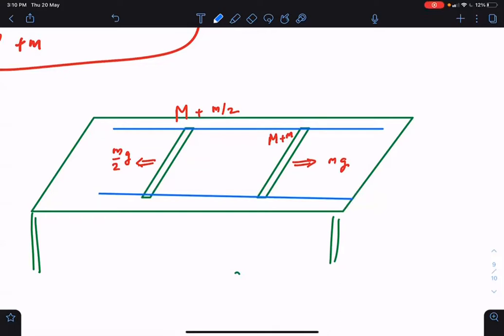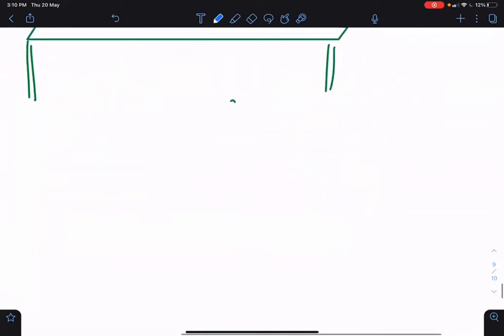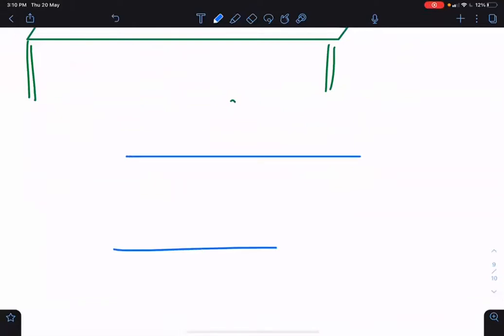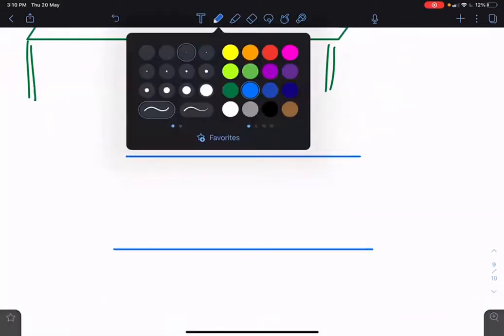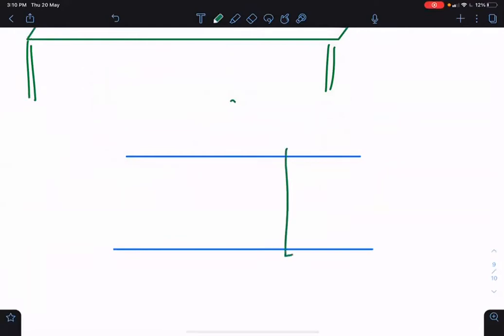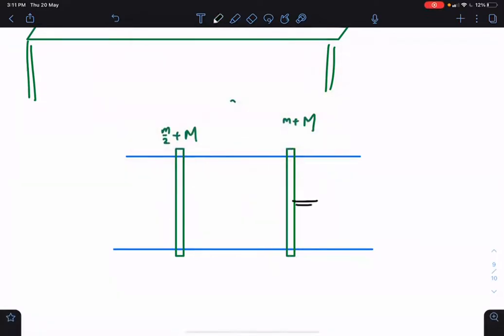Now, if we see the top view, then we'll get the rail roads. Then we got the two rods, two rods of different masses, and under different external forces F1, F2. F1 is mg, F2 is mg by 2.